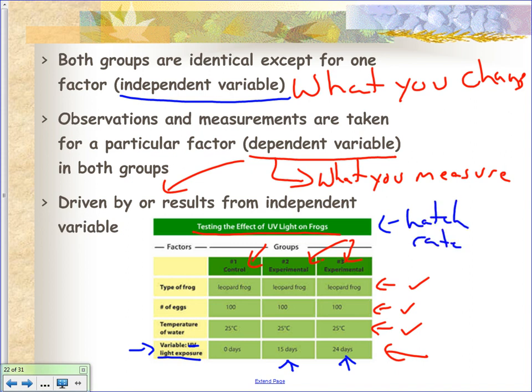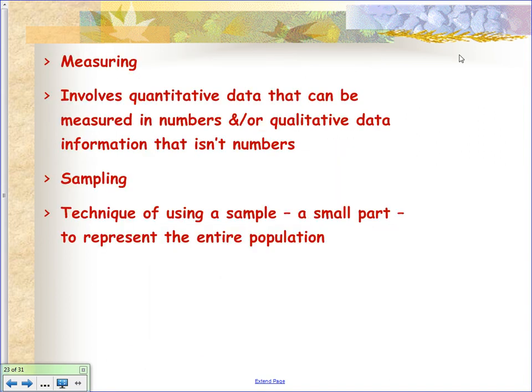So in this case, the dependent variable is not that clear, but we can gather it from the data table itself. So when it comes down to measuring, we have what's called quantitative data. That's numbers, so weights, heights. And then we have qualitative data, and those are things that aren't numbers. So things like smell, taste, those are qualitative.